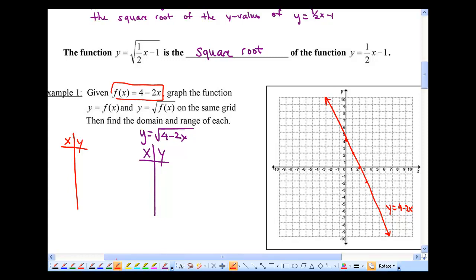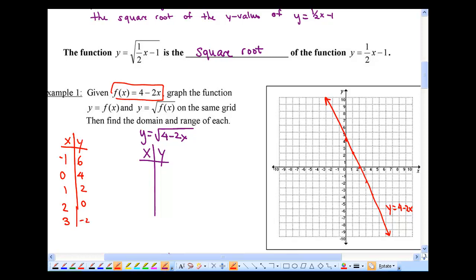Let's take some negative values. Negative 1, I think. That'd be 6. 0 was 4. 1 was 2. 2 was 0. 3, negative 2.